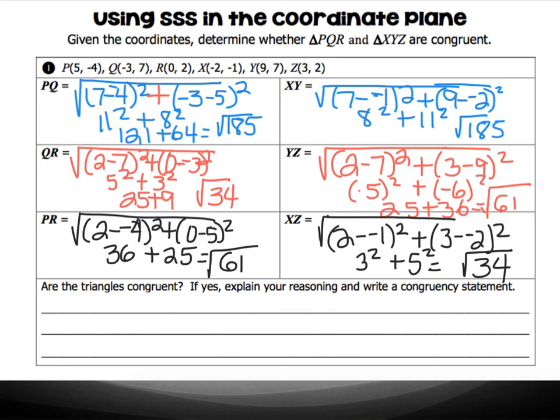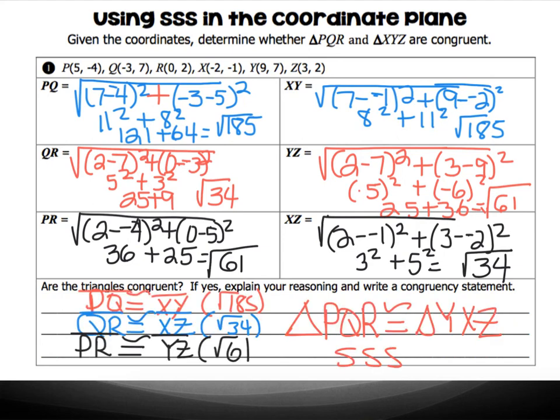Okay, so it seems like I'm back on track, so I am going to list my congruent sides. So here we have it. I listed all the congruent sides and what they were equal to, which shows side, side, side. So one triangle is congruent to the other triangle. And here is my congruent statement.